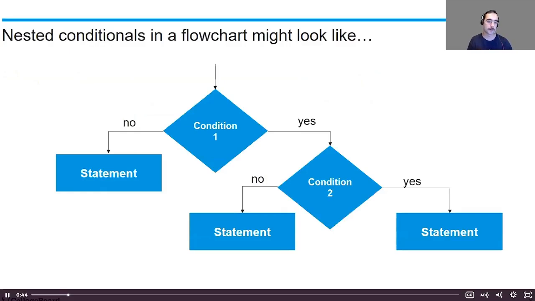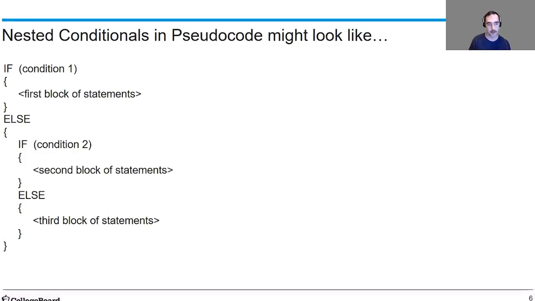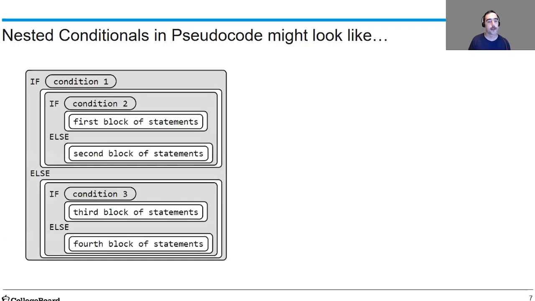Here's what that might look like in flowchart form, where one condition leads to checking a second condition. Here's what that might look like in pseudocode text. You'll notice the if else is nested inside the if else. And here's what that might look like in pseudocode, this block language. Notice again that you have if else's nested inside of an if else.